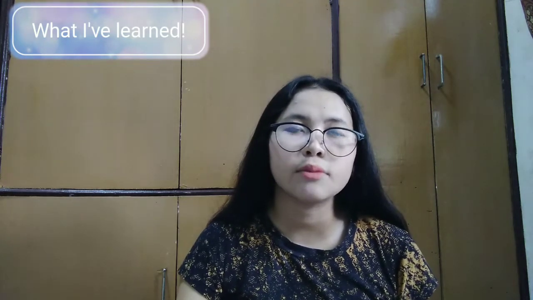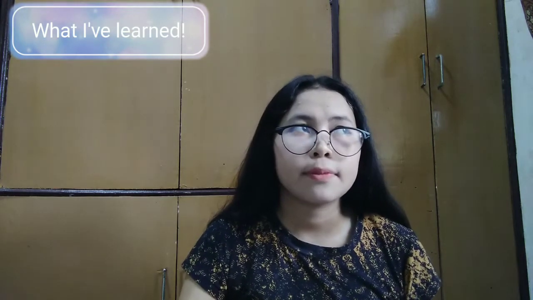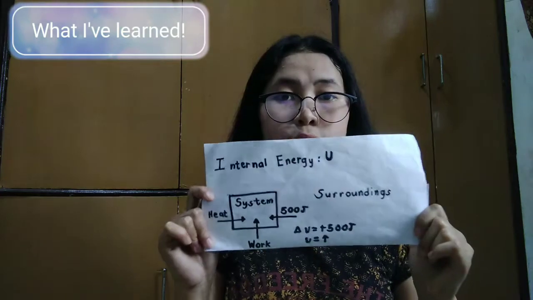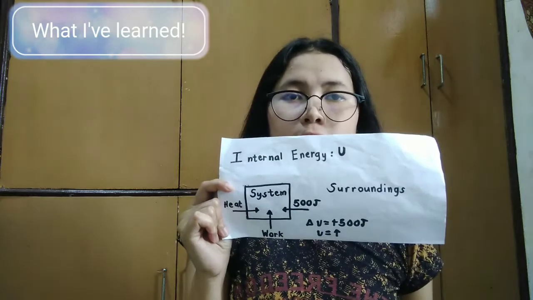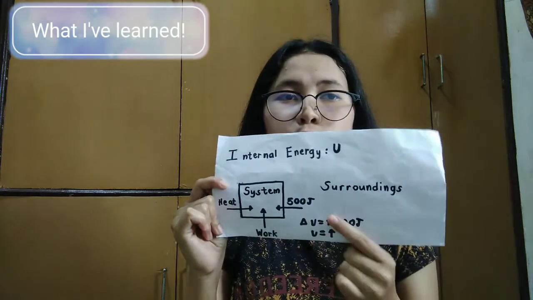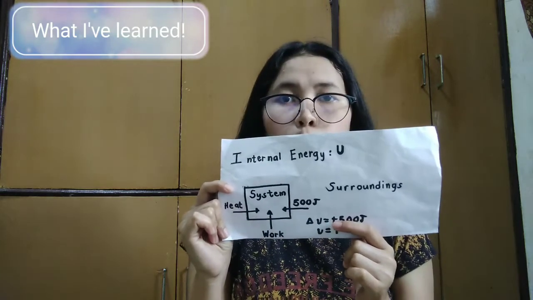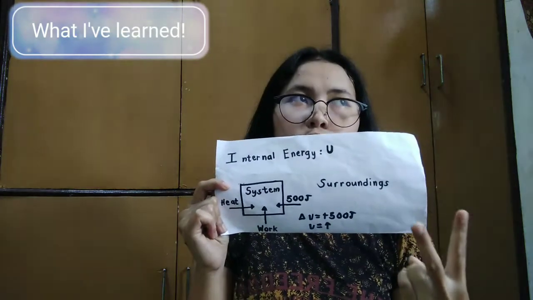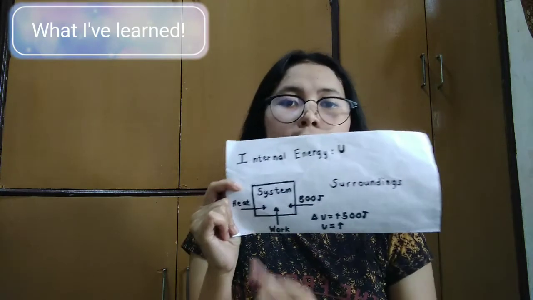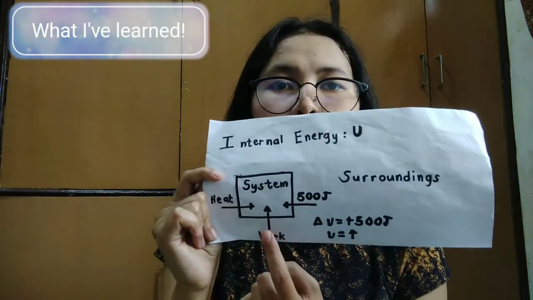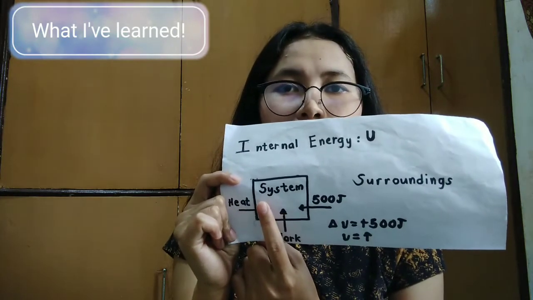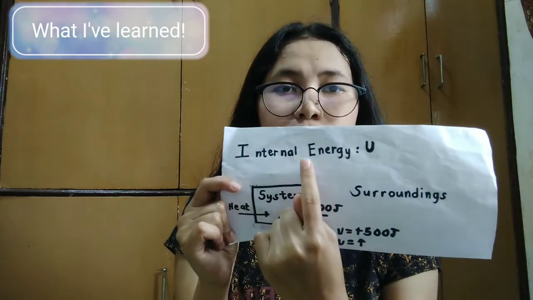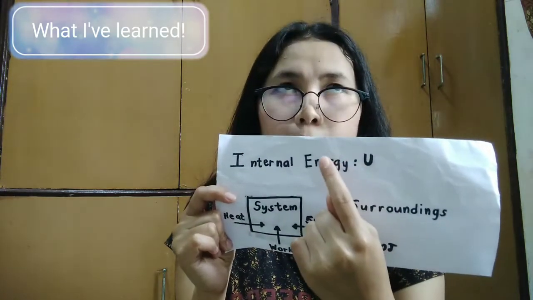Energy can't be created or destroyed. It's simply transferred from one place to another. As you can see here, this is the system, and everything outside of it is the surroundings. Energy can flow into or out of the system in two ways: through heat and work. If heat flows into the system, it gains energy, and that energy is known as internal energy, represented by the symbol capital U.